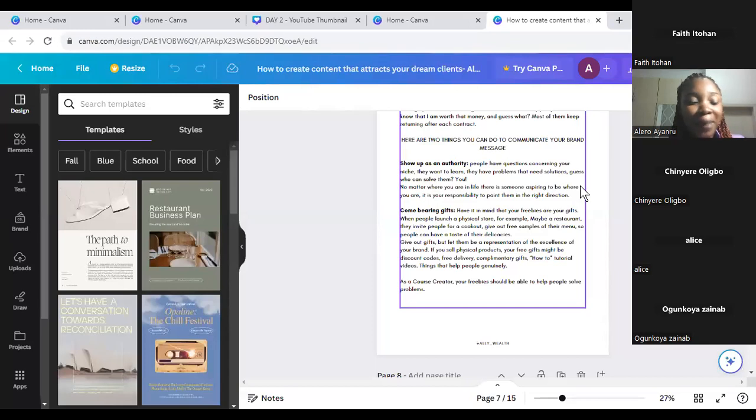You can even wear an Aba-made shoe and the shoe fell off and then the person had to go and change. Open your mind for creativity. Think about scenarios. The scenarios are endless of how it can relate with shoes and bags. So show up as an authority. People have questions concerning your niche.